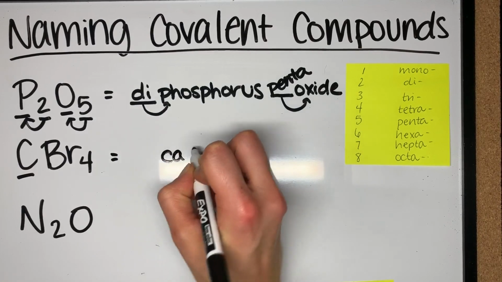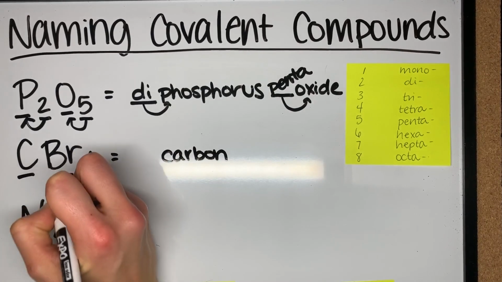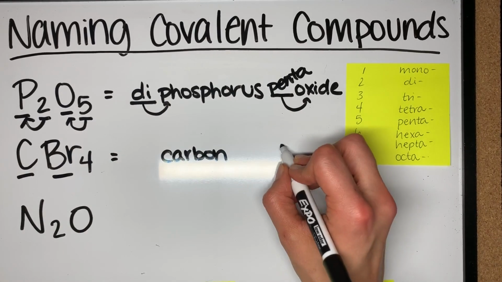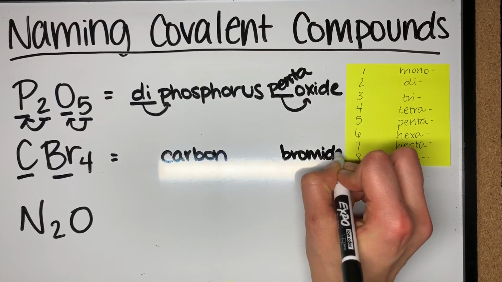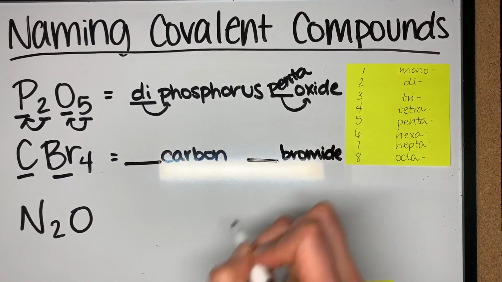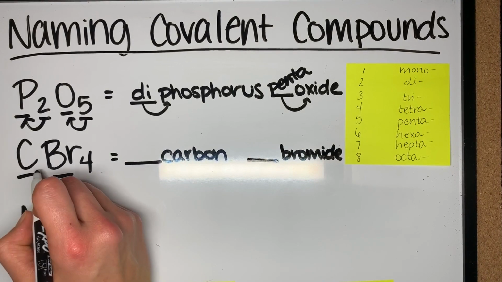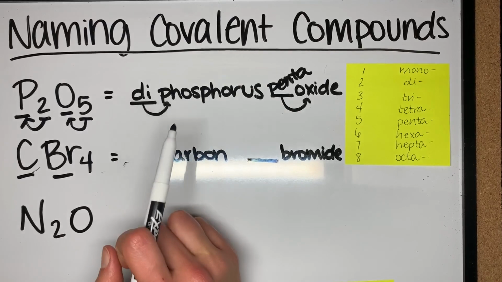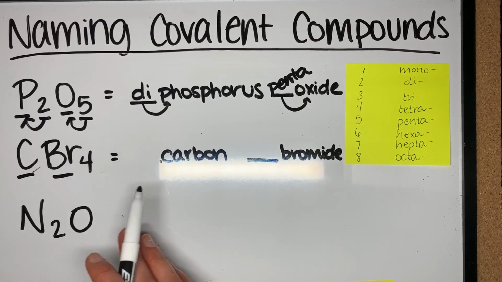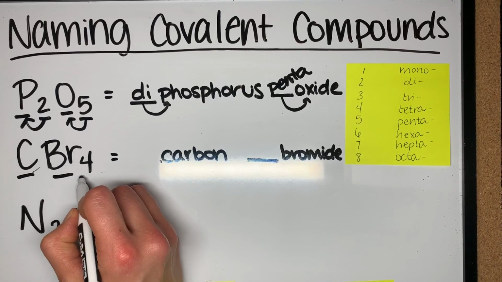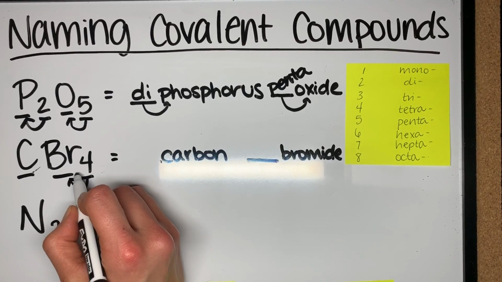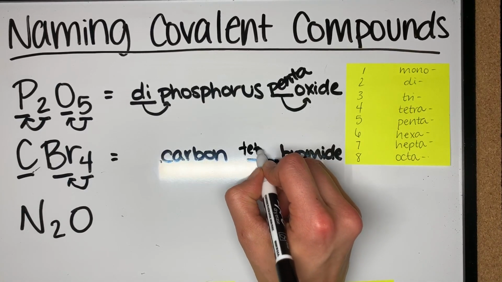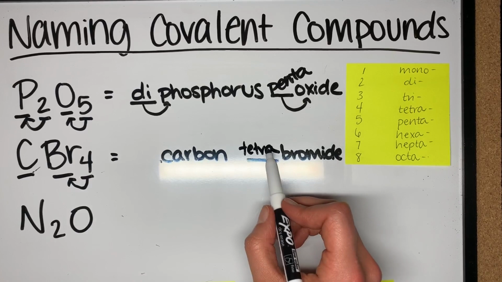So we're going to write carbon. And then we put the ide ending on the second nonmetal, so this becomes bromide. And then we go back and we put our prefixes. 1 carbon, so if there's only one of the first nonmetal, we don't put a prefix at all. So it's just carbon. The second nonmetal, we always put a prefix, and we have 4 of them. So we look at our table, 4 is tetra. So this becomes carbon tetrabromide.